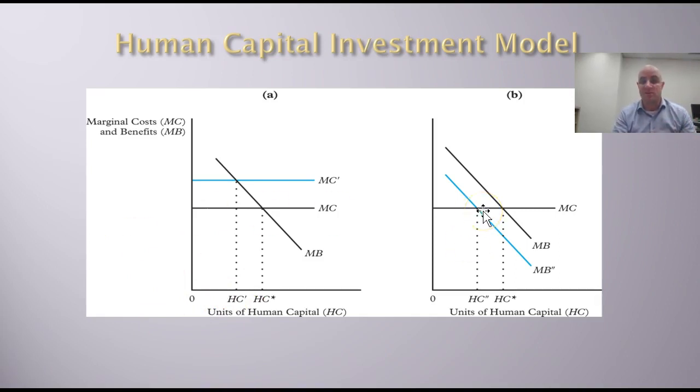On the other side, if you look at the benefits, let's say the benefits go down. Let's say the returns from schooling decrease. And again, in that case, you would see a decrease in the human capital, a decrease in the schooling you would take.